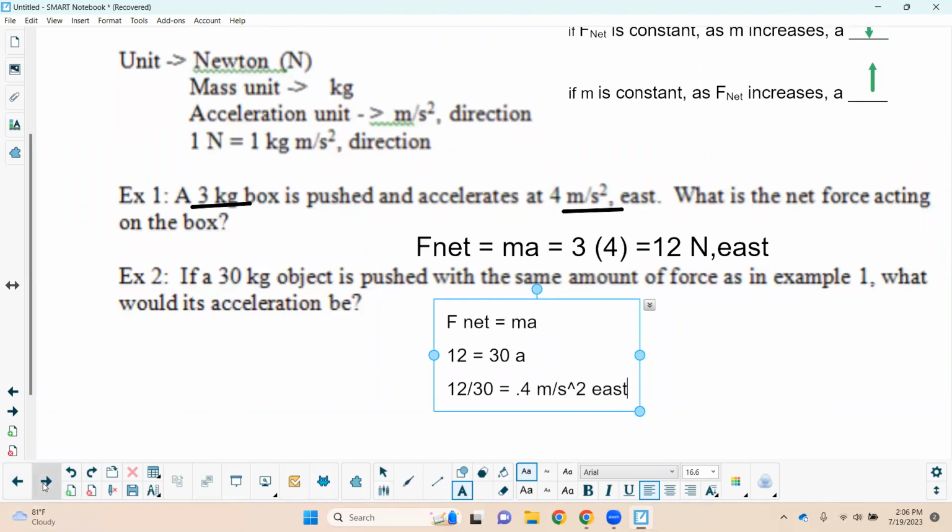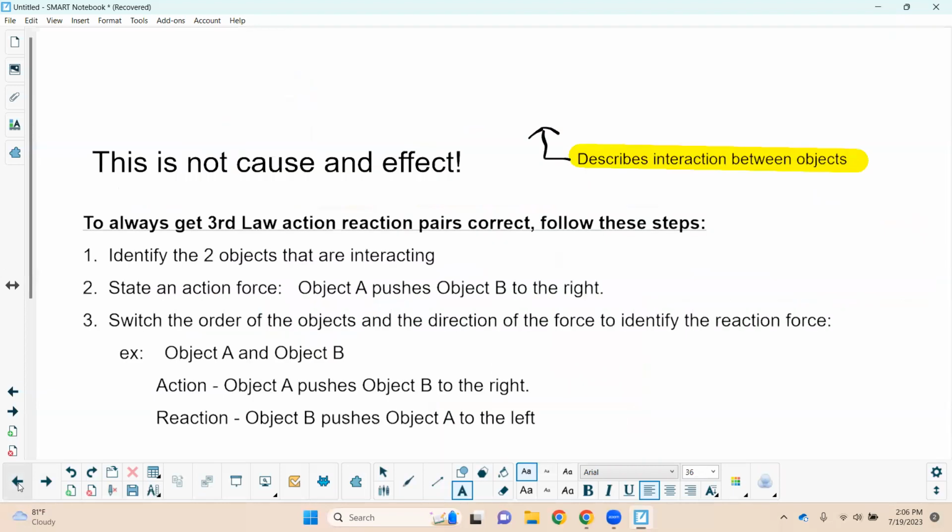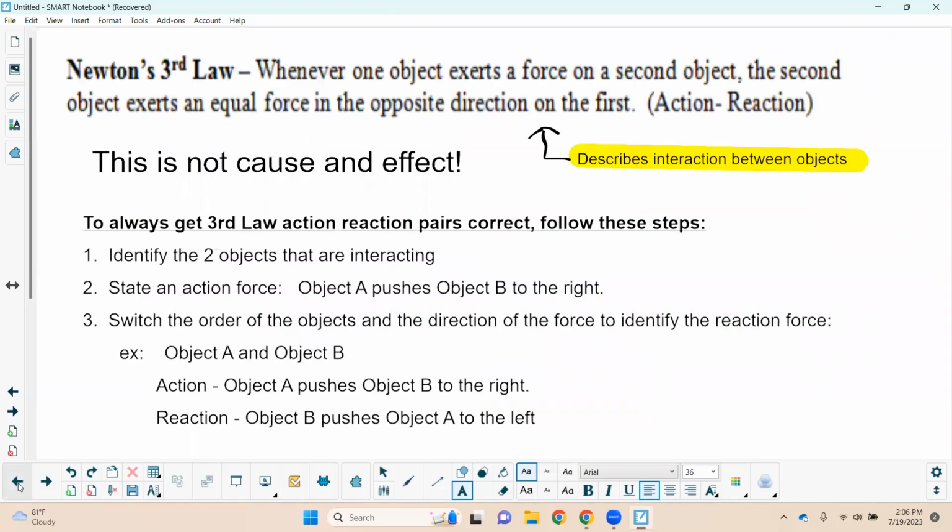And then finally, the third law is something you've probably heard of. It's called an action-reaction pair. So for every action, there's an equal and opposite reaction. You maybe heard that before. That's like the short version of it. It's not exactly very descriptive of what's happening, but it says whenever one object exerts a force on a second object, the second object exerts an equal force in the opposite direction on the first.